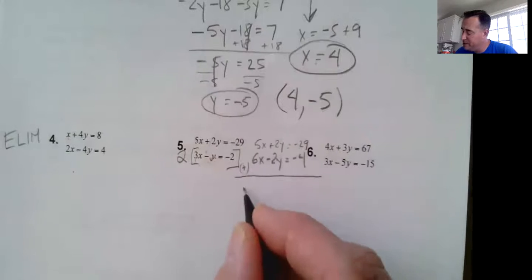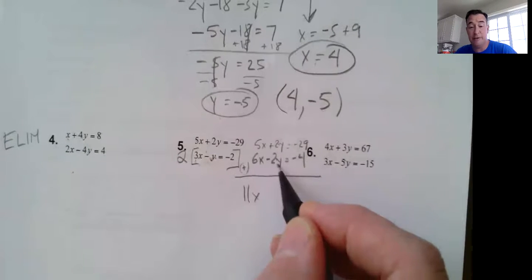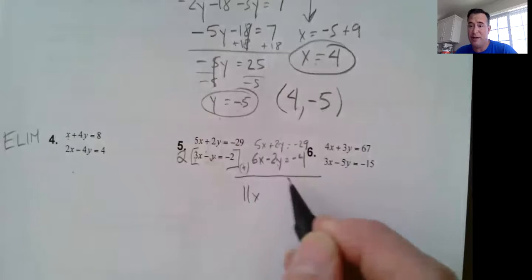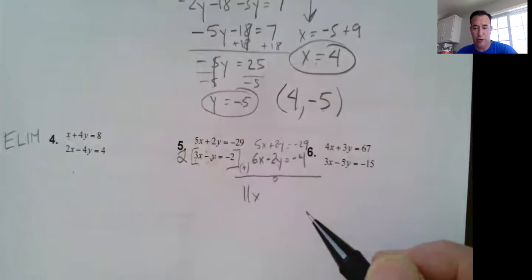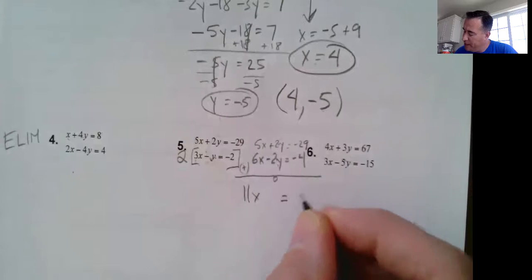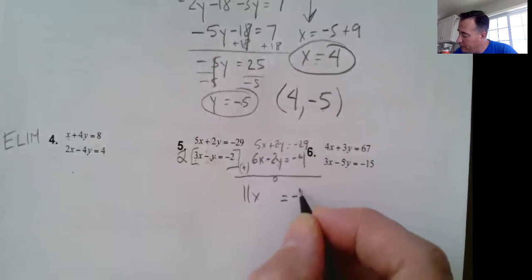5x plus 6x is 11x. Positive 2y plus negative 2y is going to be 0y. I don't have to write that because it goes away, but for me, it's nice to put a little 0 there to let me know that it goes away. There's my equal sign. And then if I do negative 29 plus negative 4, I will get negative 33.